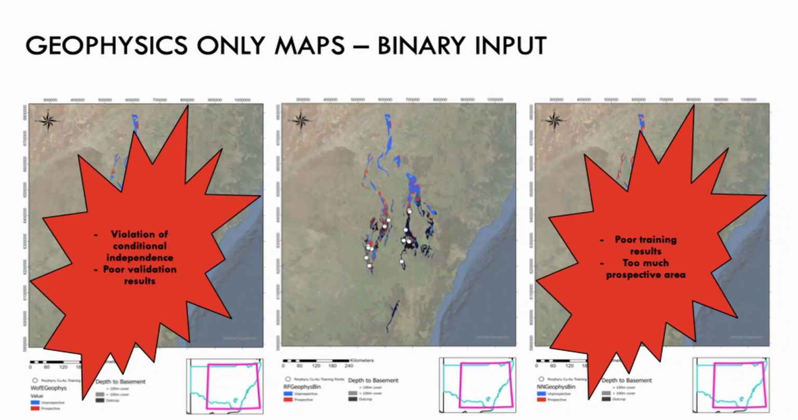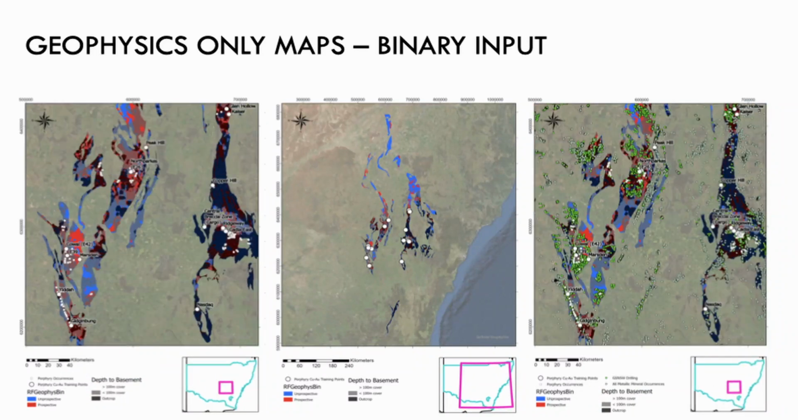If I zoom into the area where we have our porphyry copper gold deposits used to train the model, what we can see is that there is some prospective area coming up in this quite well explored part of the Macquarie Arc. And so there's some interesting areas that are coming up here. This is just to the northeast of Cowell.